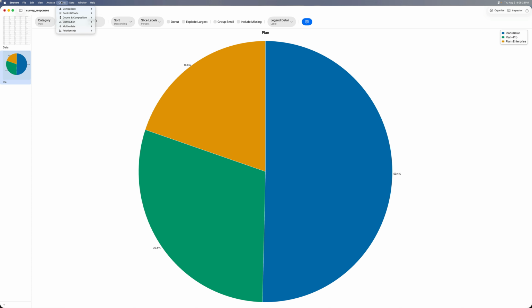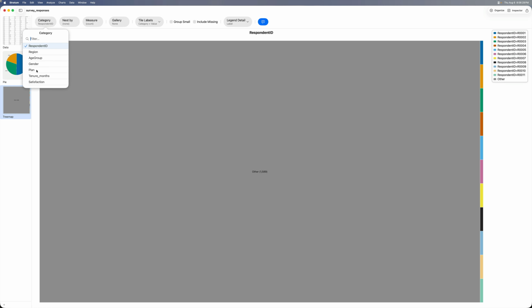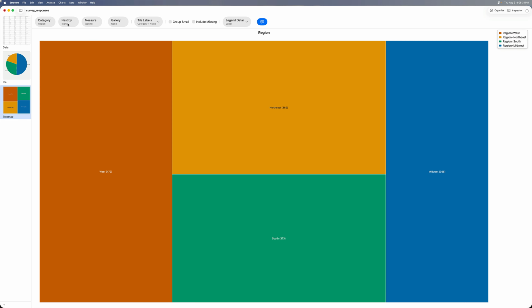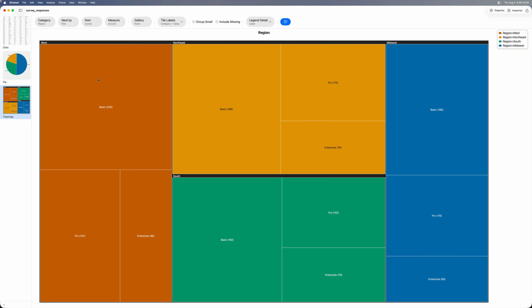Back to composition, but nested. A tree map shows parts of a whole as rectangles sized by their share, and it can split each tile again by a second category. Region on the outside, plan on the inside. Where a pie would break down, the tree map shows the makeup and the makeup within it at a glance.